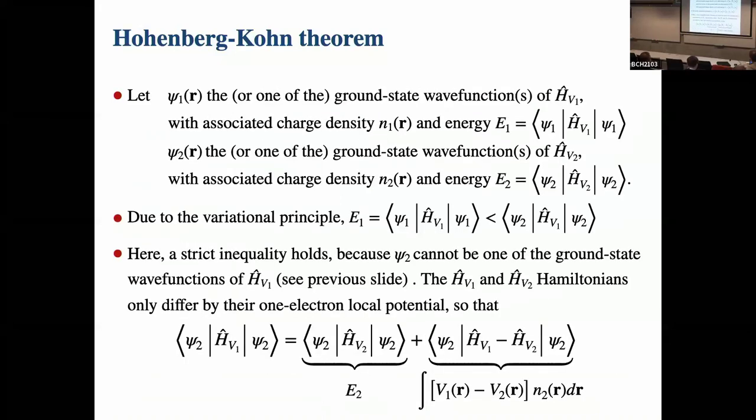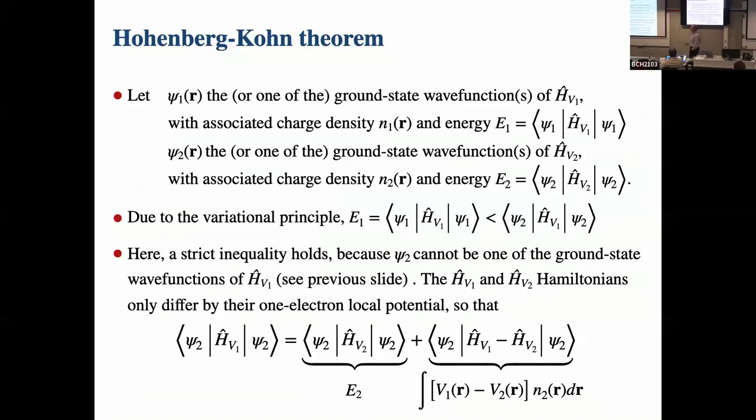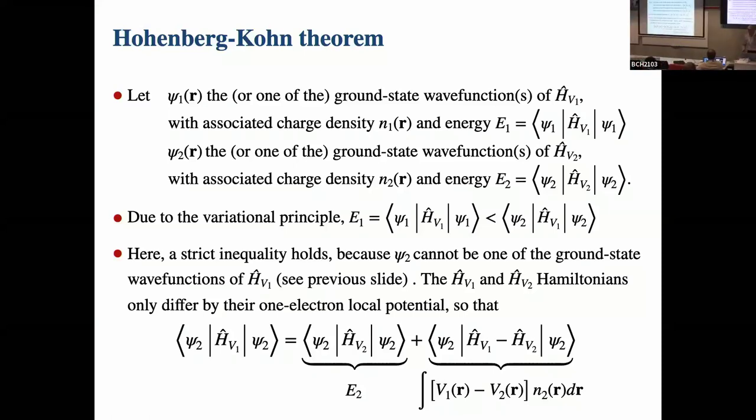Okay, so now that we have this lemma, let's take a psi 1, which is one of the ground state wave functions, it could be a degenerate one, for my first Hamiltonian, H1. And psi 2 is one of the ground state wave functions of my second. Because of the variational principle, E1, which is psi 1, H1, psi 1, is going to be the smallest value that you can get for whatever wave function you put here when you take H1. And E2 is going to be the smallest value that you can get for whatever wave function you put here.